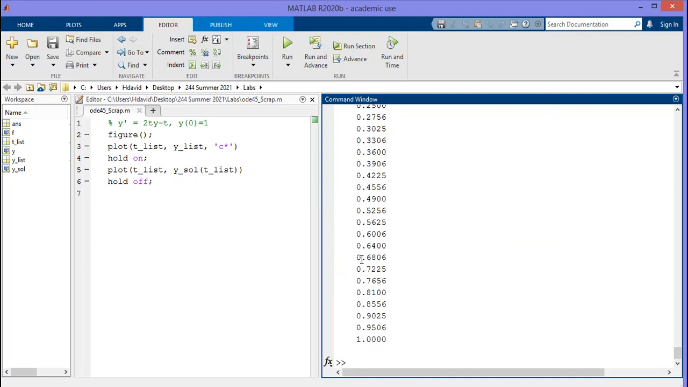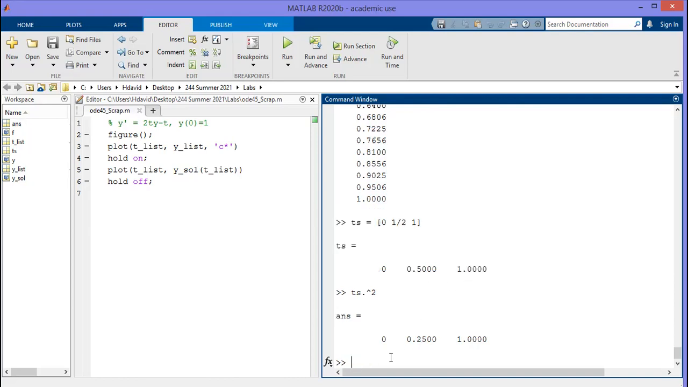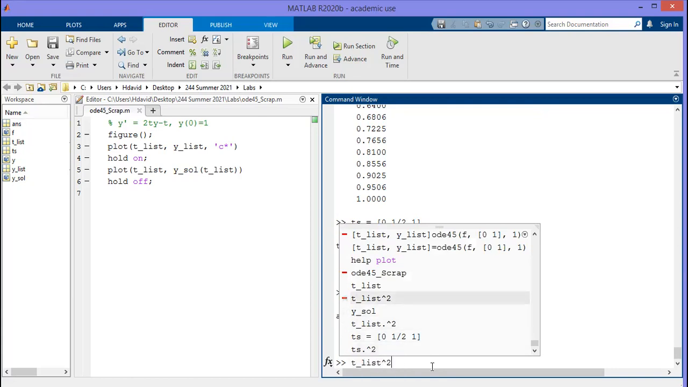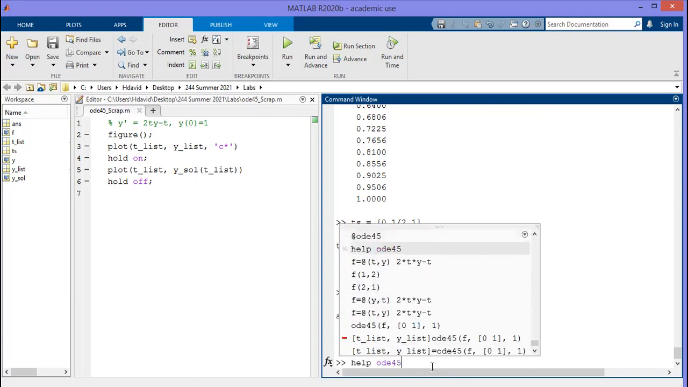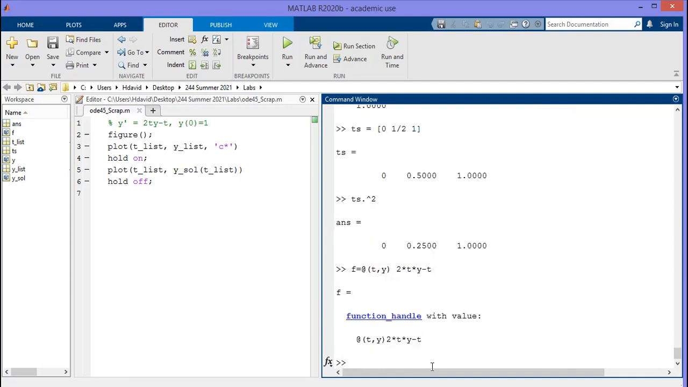And now it's squared each entry. So for instance, to see it a little more clearly, you have ts, a whole bunch of t's, 0, half, 1, and you do ts point squared. And you see that that's these numbers squared. So in my definition for f, it somehow worked out too. This was fun. You got to be careful though. It's usually good to put points. ODE45 didn't have a problem in this case.